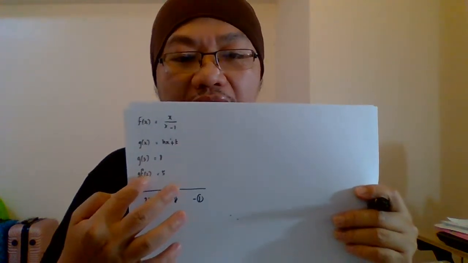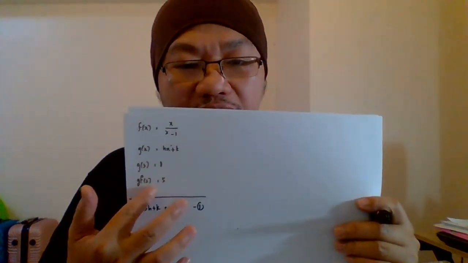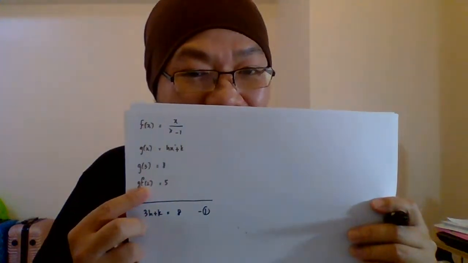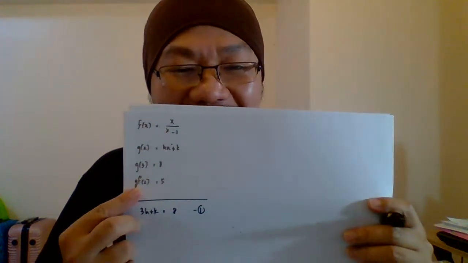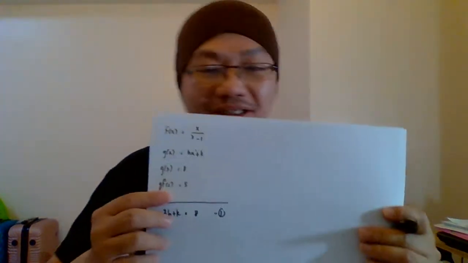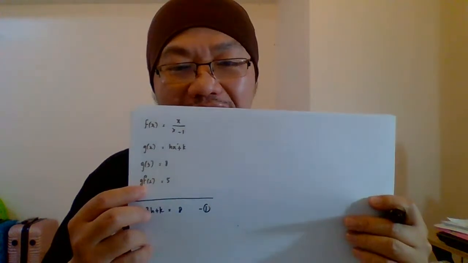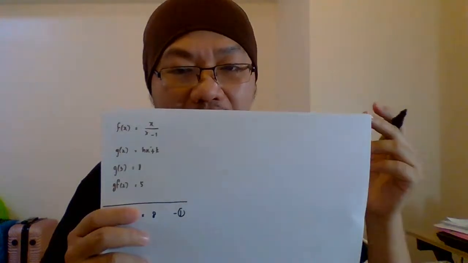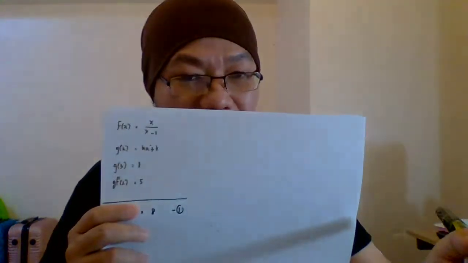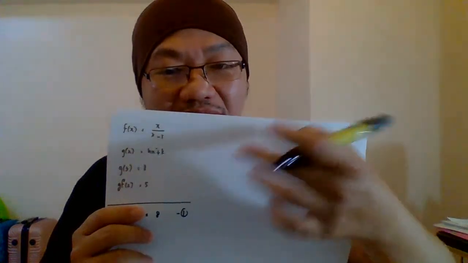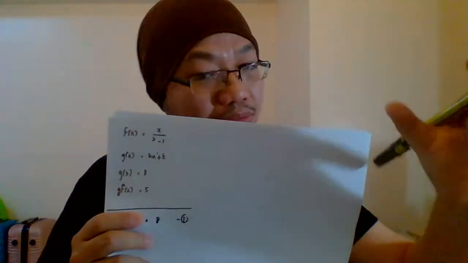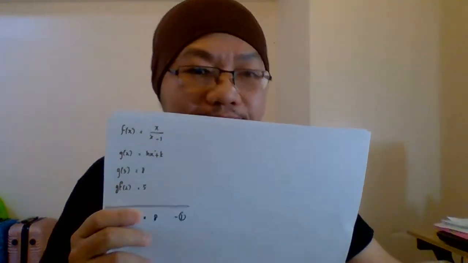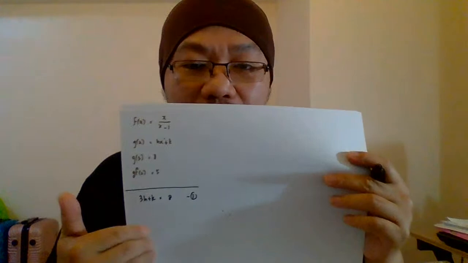Now gf(2). How to solve the problem for gf(2)? gf means composite of g and f. gf(2) equals 5. To solve this problem, I told you there are two ways. Number one, the long way: we composite first and then substitute 2. Or the second way, a shortcut: we substitute 2 into f, solve it, and then substitute again into g.